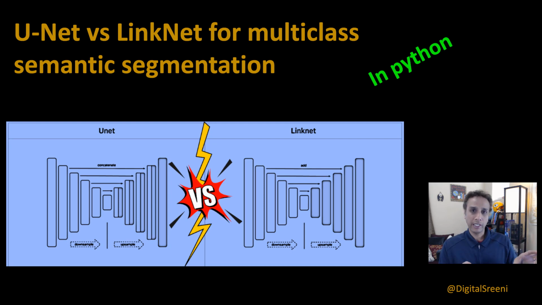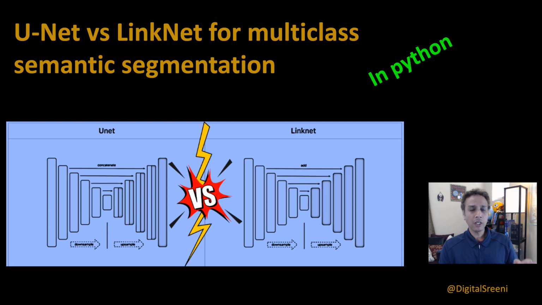Again, these are two different architectures, both designed for semantic segmentation, and both are fully convolutional networks. The goal is, do you need to worry a lot about picking one or the other? First of all, how do you use this? And the next thing is, how do they compare against each other?